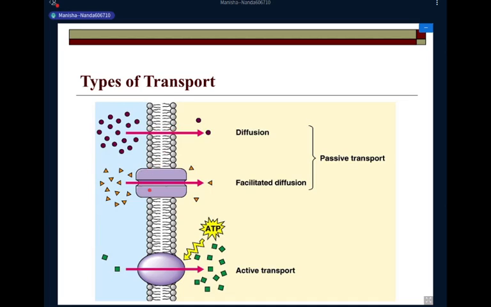Whereas in case of facilitated diffusion, the molecules do not require energy. Okay, they flow through the gradient, but assistance of protein is required. You'll always see that they require the help of a membrane protein to cross the lipid bilayer. So, did you get this? Is it clear to you?